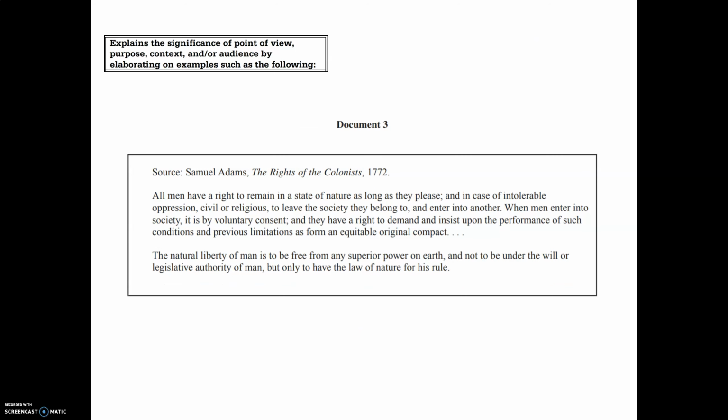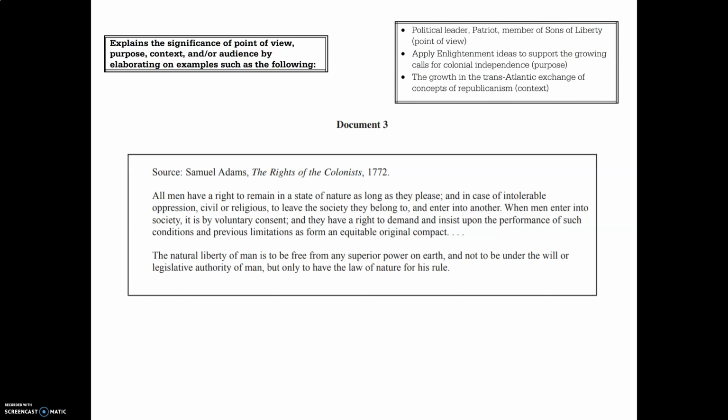Document 3, Sam Adams, rights of the colonists. Remember, Sam Adams was a patriot. Point of view: political leader, patriot, member of the Sons of Liberty. I want to reiterate, you would not want to simply say that the point of view of document 3 is that Sam Adams is a patriot. Okay, that's important, but you need to extend it by telling us why that's relevant to your argument. Purpose: apply Enlightenment ideas to support the growing calls for colonial independence.